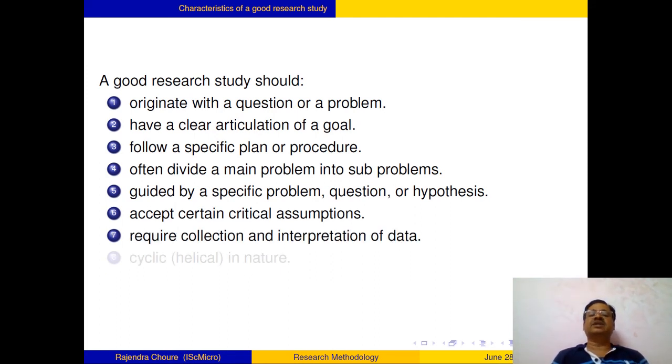Then it requires collection and interpretation of the data. Without collection of the data, without interpretation of the data, you cannot say that you have carried out the research. And it is cyclic in nature. The solution which you provided to the problem shall attract questions, and those questions shall lead to further observation and further definition of the question, and again the process shall continue.